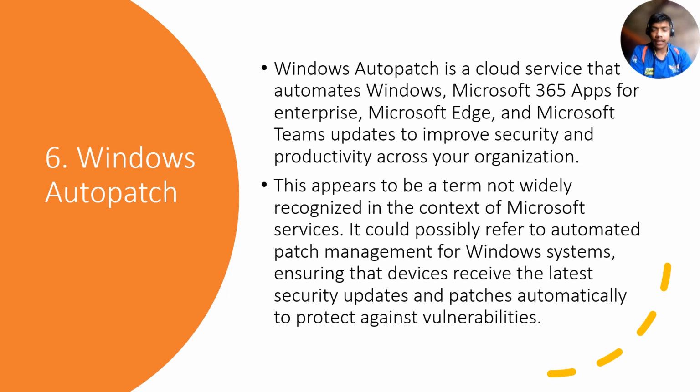Next and the last is Windows Autopatch. Windows Autopatch is a cloud service that automates Windows, Microsoft 365 Apps for enterprise, Microsoft Edge, and Microsoft Teams updates to improve security and productivity across your organization. It automates patch management for Windows systems, ensuring that devices receive the latest security patches and updates to protect against vulnerabilities.